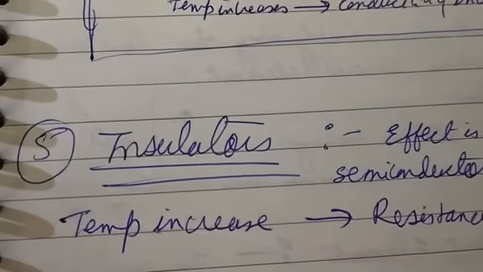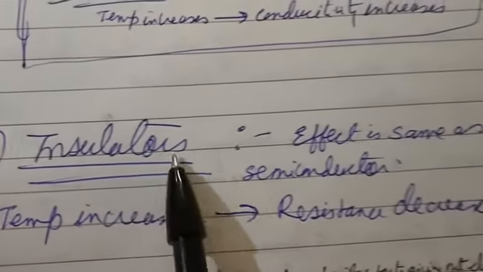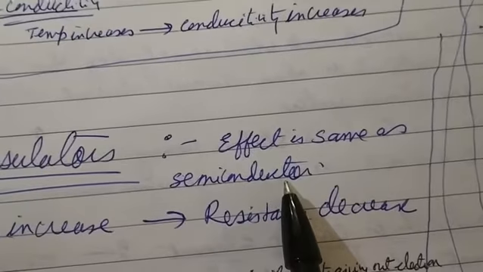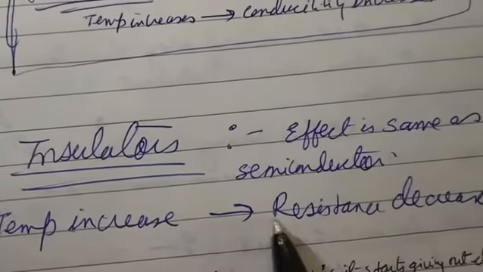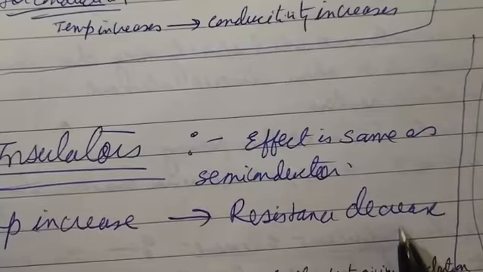Now in insulator, fifth one is your insulator. Insulator effect is same as the semiconductor. Temperature increases, resistance decreases.